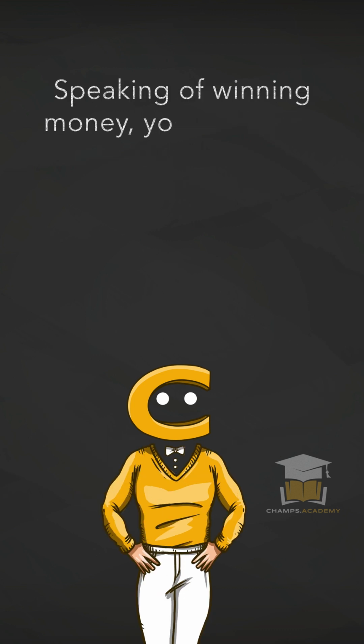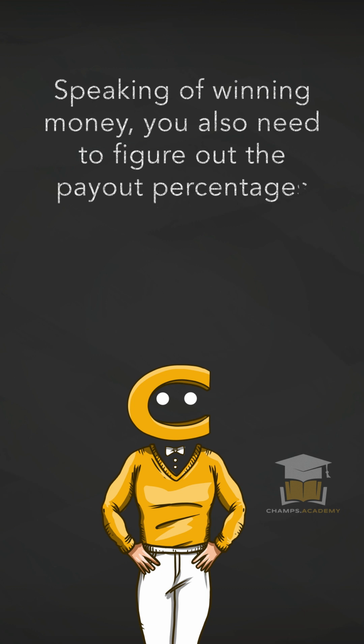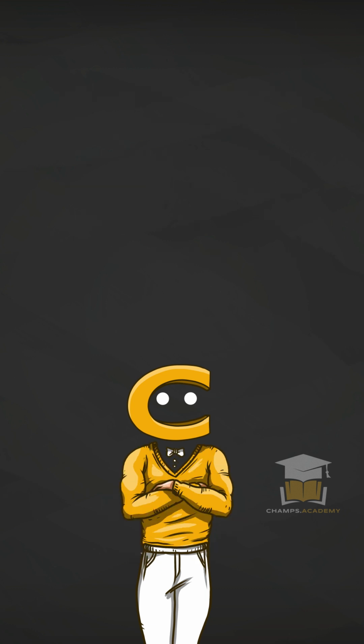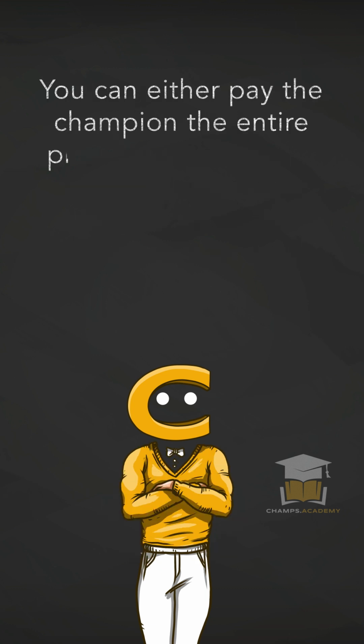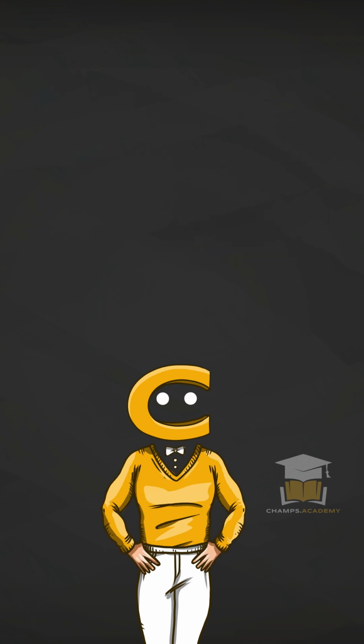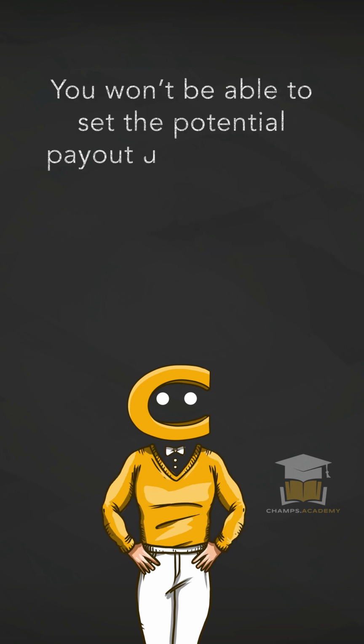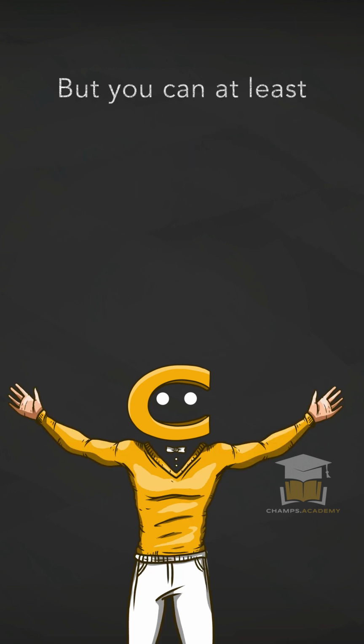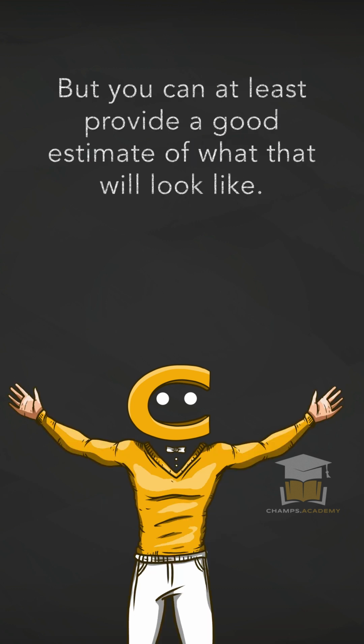Speaking of winning money, you also need to figure out the payout percentages that will go to the winners of your pool. You can either pay the champion the entire prize of the pool, or you can offer different percentages for a select number of places. You won't be able to set the potential payout until all the entries are in, but you can at least provide a good estimate of what it will look like.